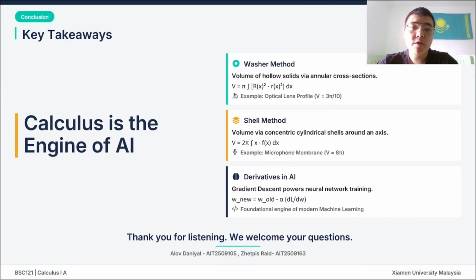To conclude, let's summarize our takeaways. We explored the washer method, which is used to find the volume of hollow solids via annular cross-sections. With our optical lens, we saw an example yielding V equals 3π over 10. We then examined the shell method, which calculates volume via concentric cylindrical shells. With our microphone membrane, we saw an example giving V equals 8π. Finally, and most importantly, we saw how derivatives are the foundational engine of modern machine learning through gradient descent. Thank you.